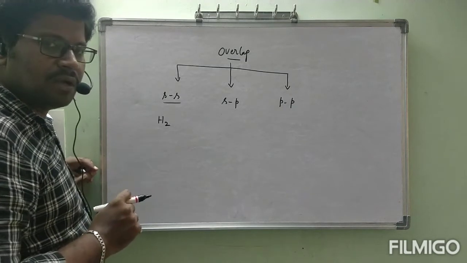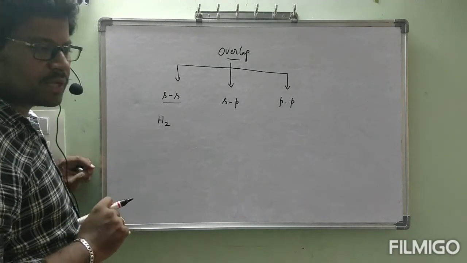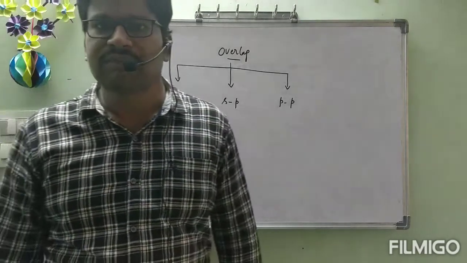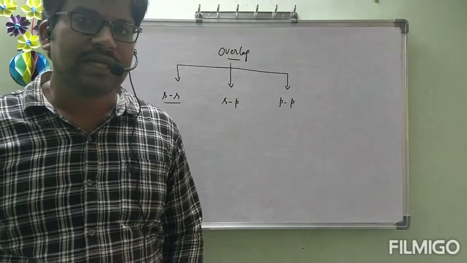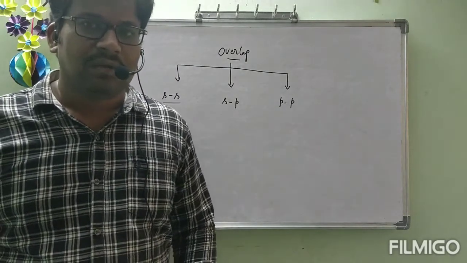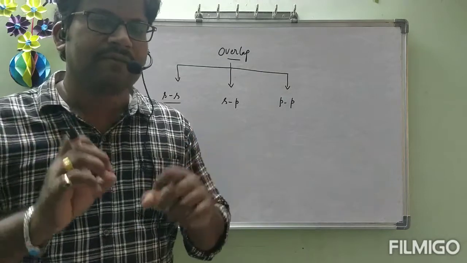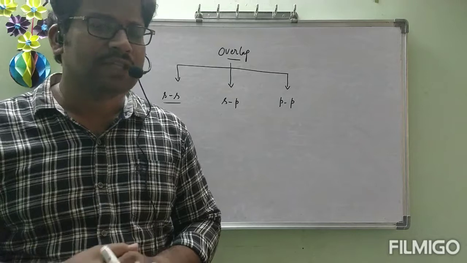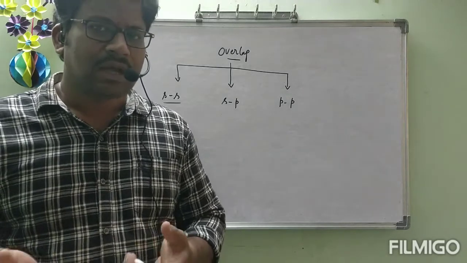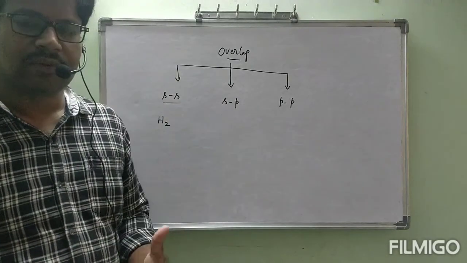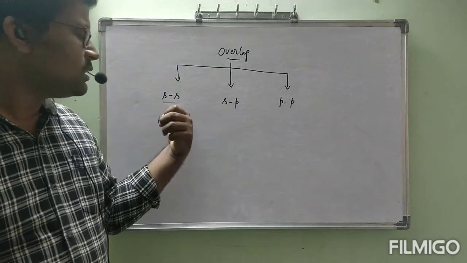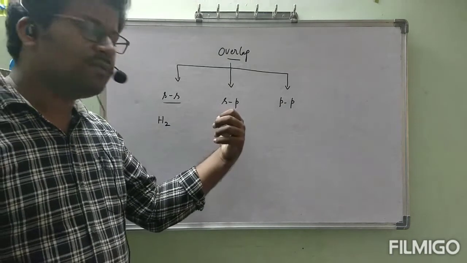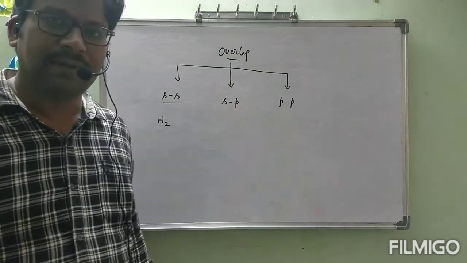Covalent bond is formed by sharing of electrons. While that sharing of electrons takes place, orbitals are getting combined with each other. Then that process is called overlapping. According to which orbitals are overlapped, we gave the titles. In previous class we gave the example for SS overlapping, that is formation of H2. In today's class we will go for SP overlapping and PP overlapping.